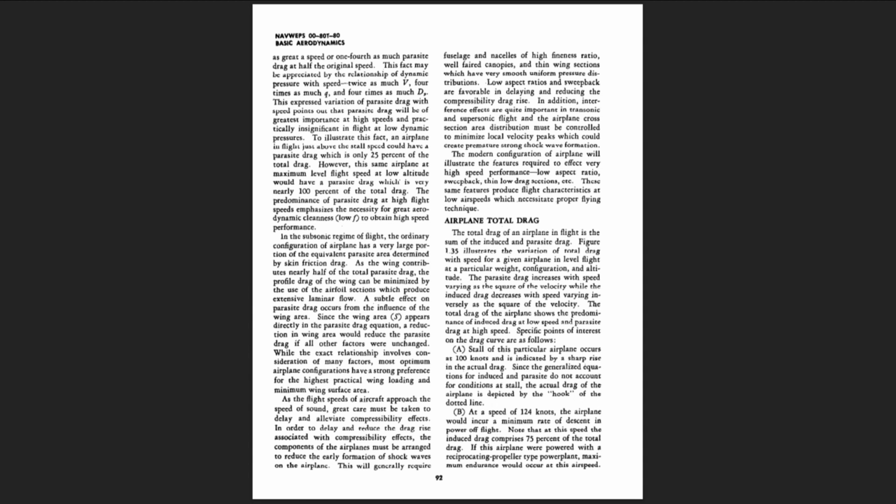This will generally require fuselage and nacelles of high fineness ratio, well-faired canopies, and thin wing sections which have very smooth uniform pressure distributions. Low aspect ratios and sweepback are favorable in delaying and reducing the compressibility drag rise. In addition, interference effects are quite important in transonic and supersonic flight, and the airplane cross-section area distribution must be controlled to minimize local velocity peaks which could create premature strong shockwave formation.